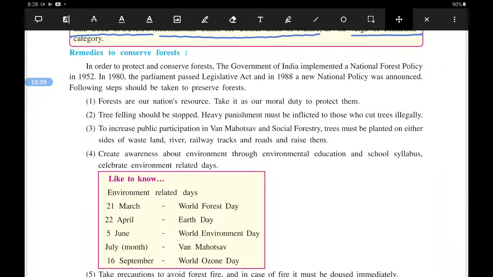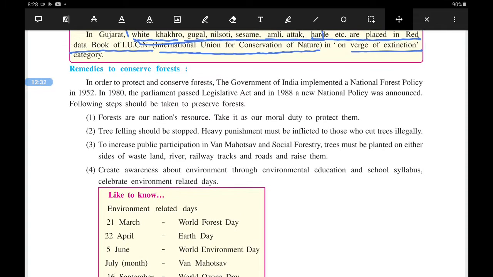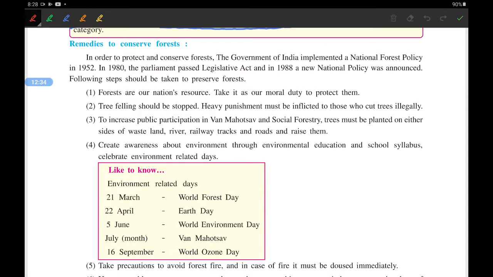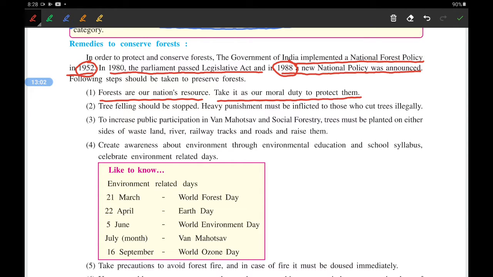Now what are the remedies, what are the solutions for forest conservation? Let us see. In order to protect and conserve forests, the Government of India implemented a national forest policy in the year 1952. In 1980, the Parliament passed a Legislative Act, and in 1988, a new forest policy was announced due to it. So you can see, in 1952 the forest policy was announced, and in 1988 the new forest policy was announced. As per that, forests are our national reserves. Take it as our moral duty. So it is our moral duty to take care of it.